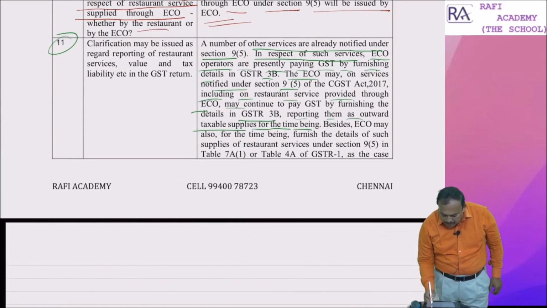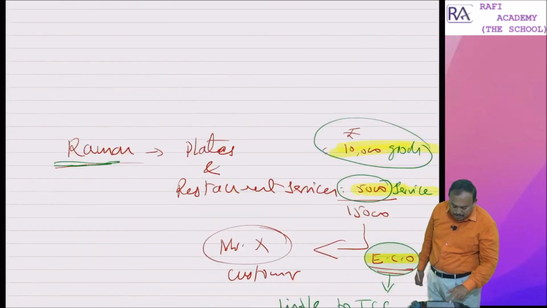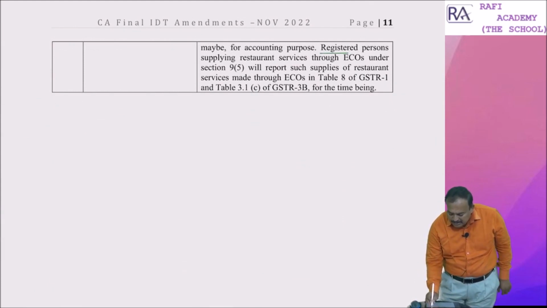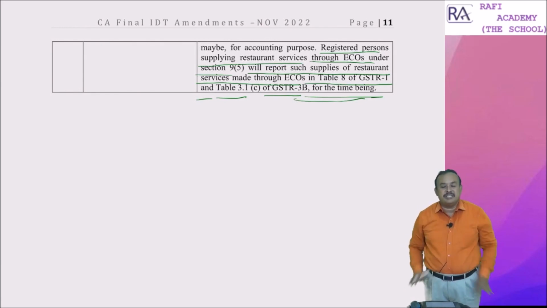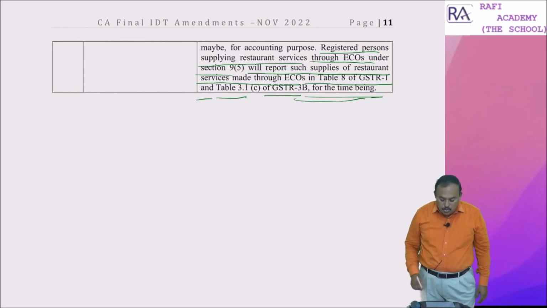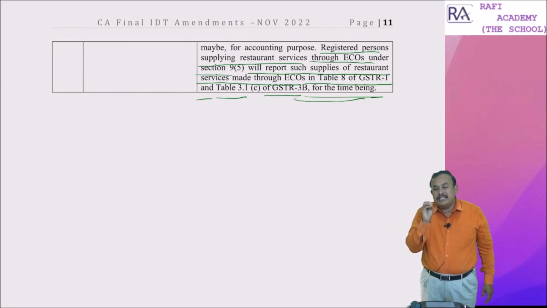Further, besides, the e-commerce operator may also, for the time being, furnish the details of such supplies of restaurant services under section 9(5) of the CGST Act, as the case may be. For accounting purposes, registered persons supplying restaurant services through an e-commerce operator under 9(5) will report such supply of restaurant services made through the e-commerce operator in table 8 of GSTR 1 and GSTR 3B for the time being. That is, it falls on a reverse charge basis. Like that, the supplier should be shown in the GSTR 1 return. Is that clear, my dear friends? So, with this, the reverse charge mechanism amendments are concluded.